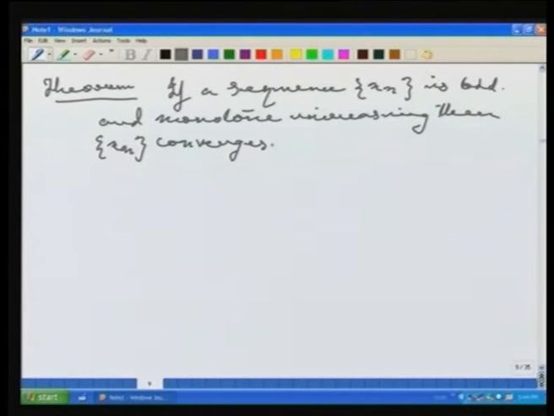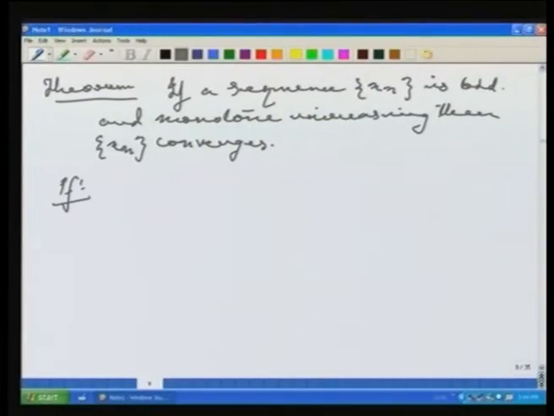Well, I have stated the theorem just for monotone increasing sequences, but you can prove the same result for monotone decreasing sequences also. Just look at the proof which I give you, then try to mimic the proof, and the result will follow analogously. The proof essentially is just drawing the picture. So, before writing down the formal proof, let me just draw the picture of this.